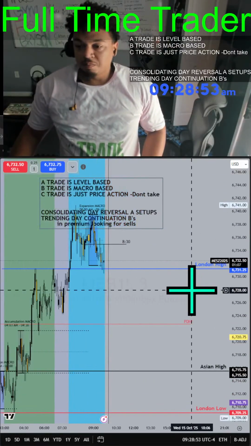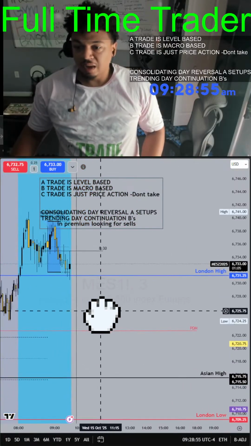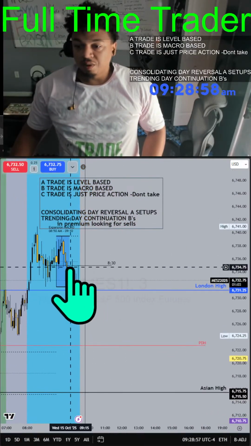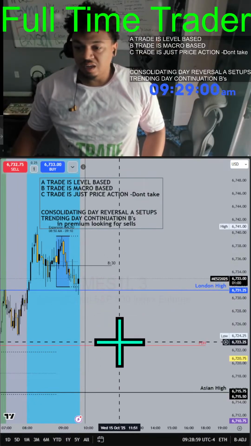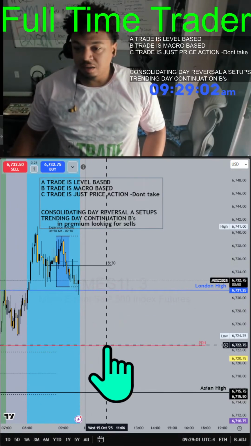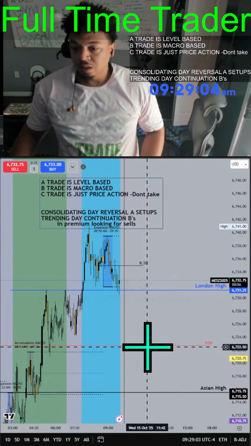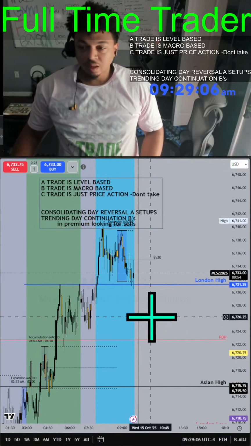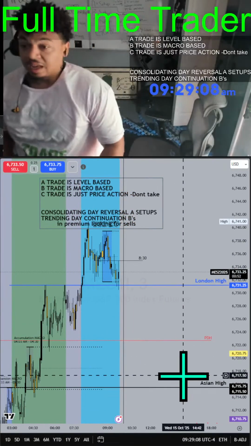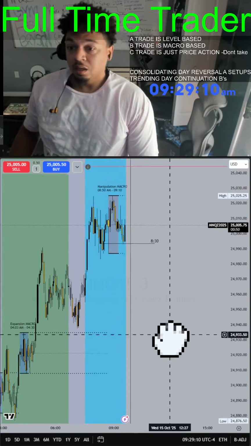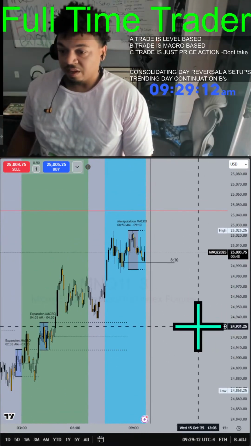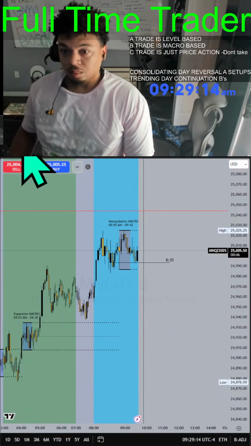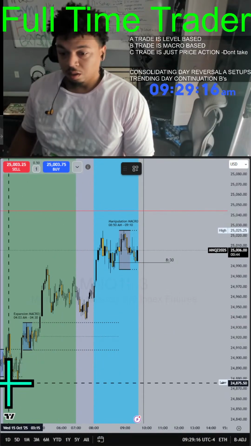But what I'm potentially seeing based on how 930 opens is we may sell off 830, sell off London high, get back to previous day's high. We may fail there and go lower. Now let me take a look at the other assets that correlate. So MNQ is slightly above 830 as well. London lows down here.